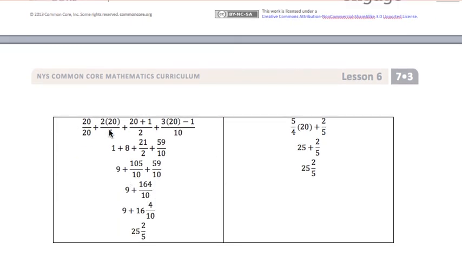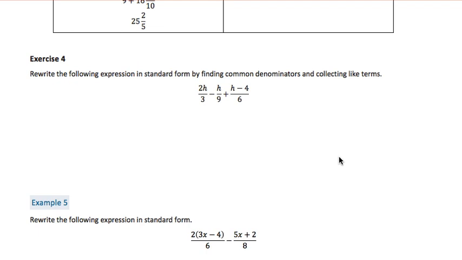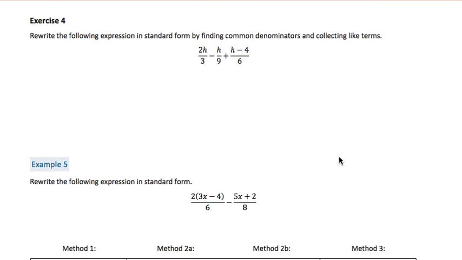And so we look at the substitution. And working down, you get 25 2/5. The same thing is true for the other method. Little practice. We rewrite this expression in standard form by finding common denominators and collecting like terms.